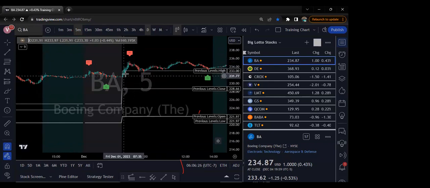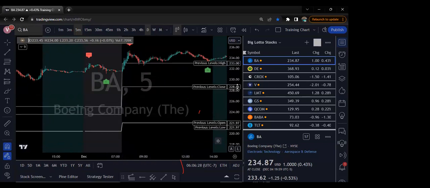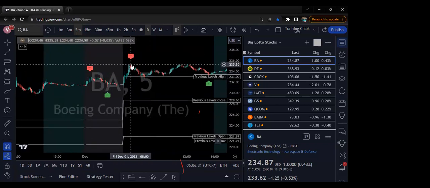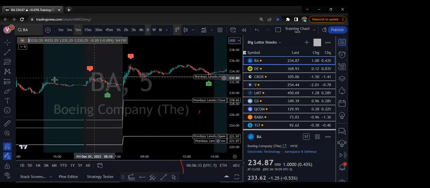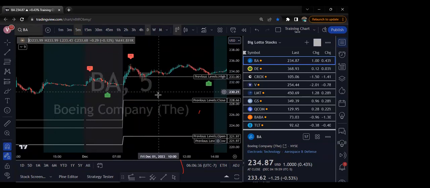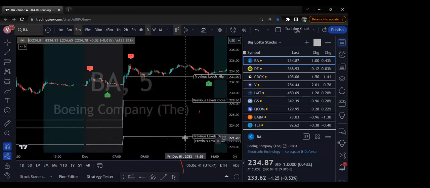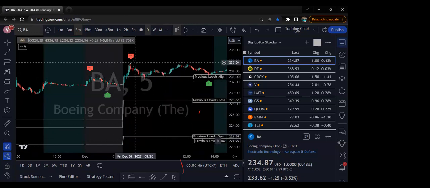So you wait for the pullback, and most of the time you will see the stock pulling back to the previous day high, the previous day close, or the previous day open. So how do we take advantage of this? If you see a stock like BA go all the way to 235 and then not stay above that, you can see on this 5-minute chart it rejected breaking this level. So we know it's a key level.